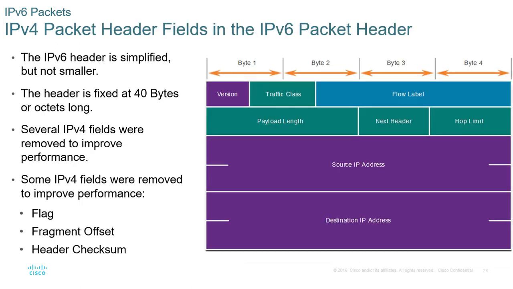So these are the IPv6 header fields. It's fixed at 40 bytes, which means there is no longer the 20 to 60 from before, because we have reduced certain fields. So what fields did we remove? We removed the flags, fragmentation offset and also the header checksum.